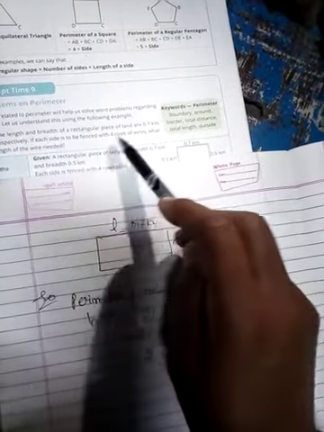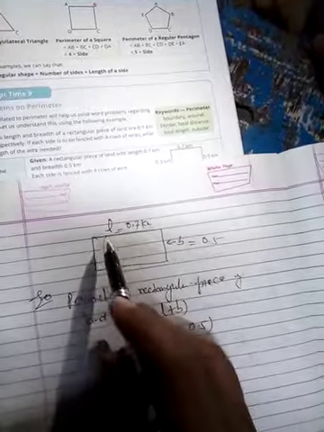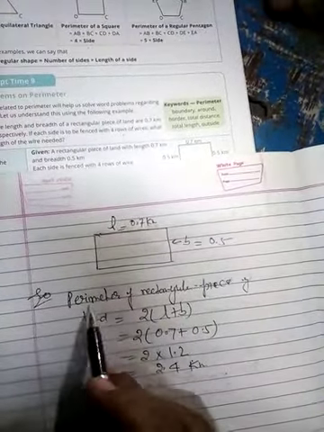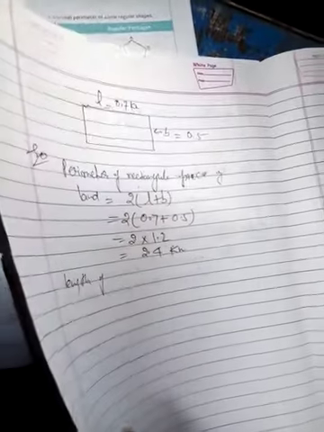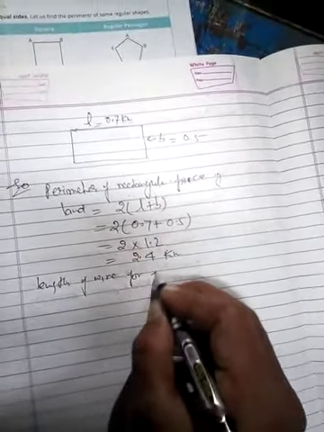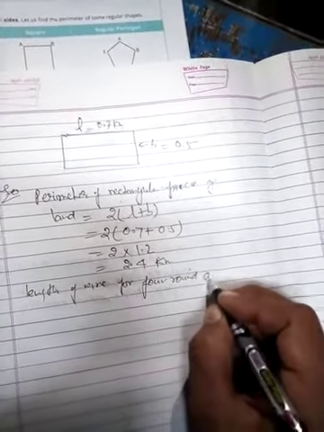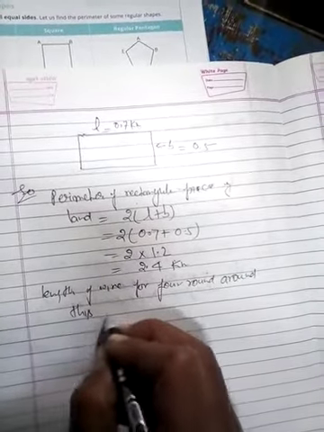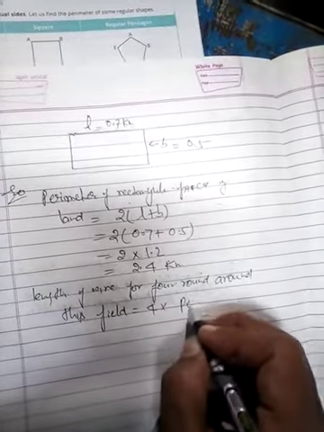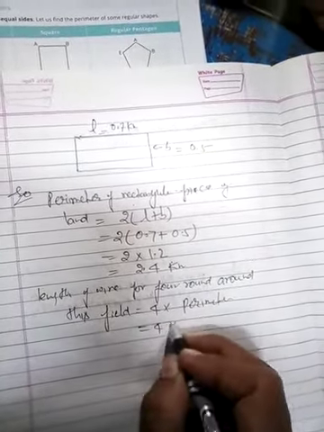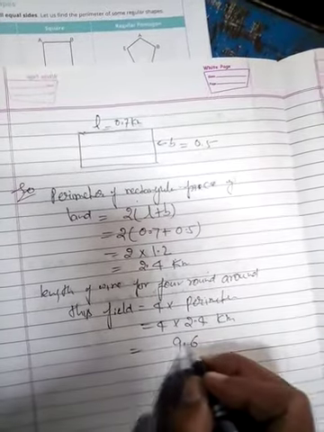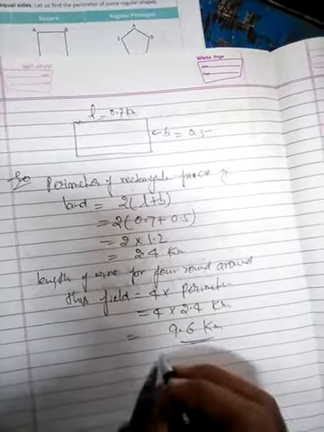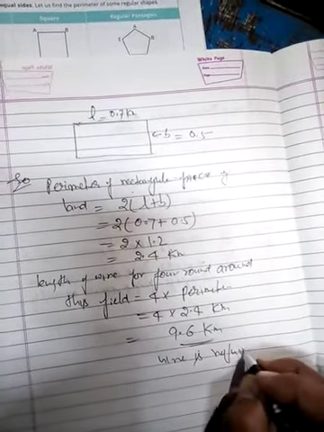If he requires 4 rounds of wire, 1 round is the perimeter, so 4 rounds, we multiply by 4. The length of wire for 4 rounds around this field is 4 multiplied by the perimeter, which is 4 multiplied by 2.4 kilometer. 4 times 4 is 16, carry 1, 4 times 2 is 8 plus 1 is 9, so 9.6 kilometer of wire is required.